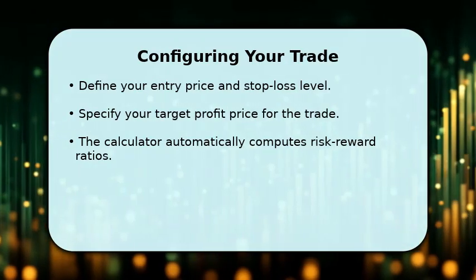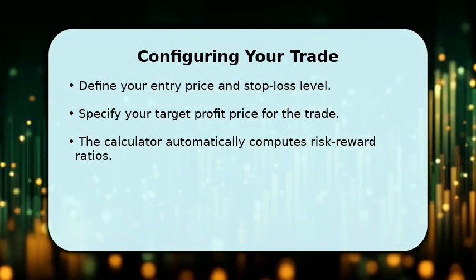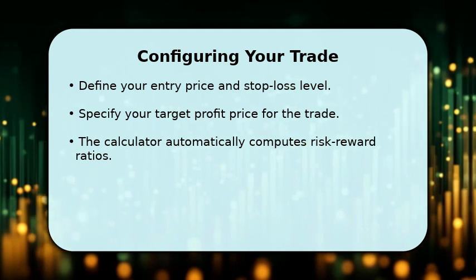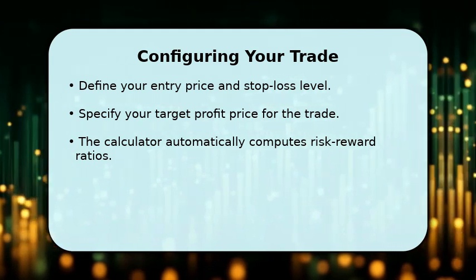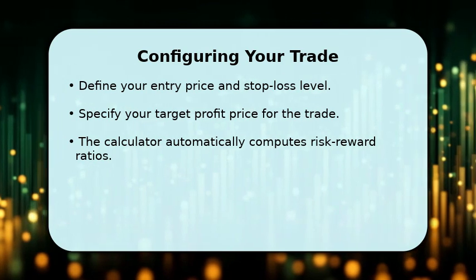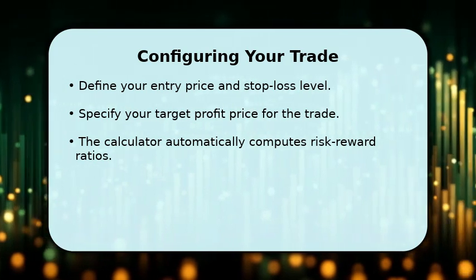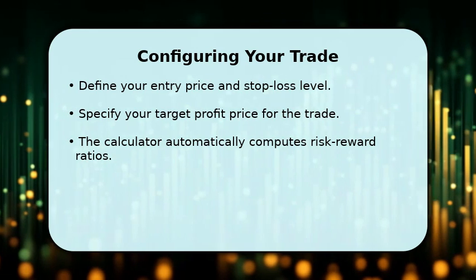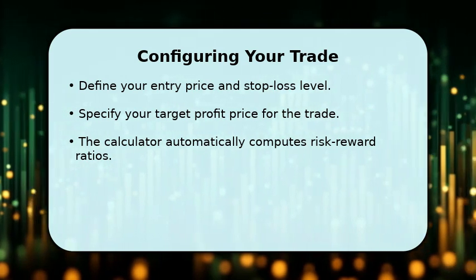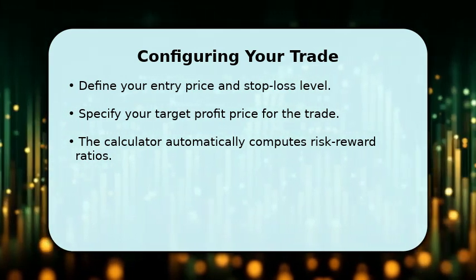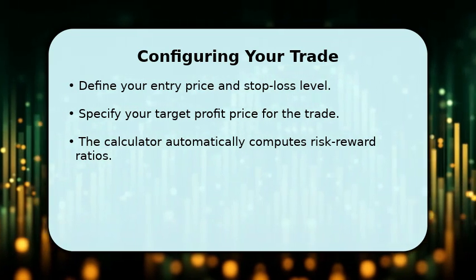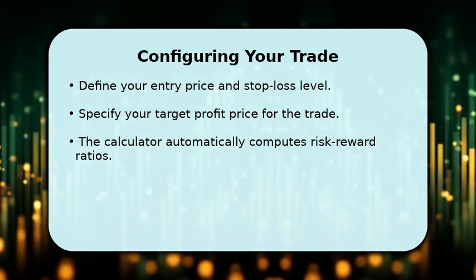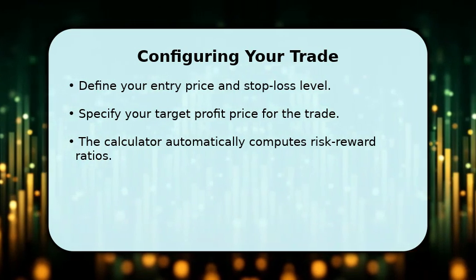Once you've selected the measure tool, the next step is to configure your trade parameters. You'll need to clearly define your entry price, where you plan to open your position. Then, set your stop-loss level to manage potential downside risk. Finally, indicate your target profit price. The calculator will then instantly display crucial metrics like your risk-reward ratio, helping you visualize the trade's potential.